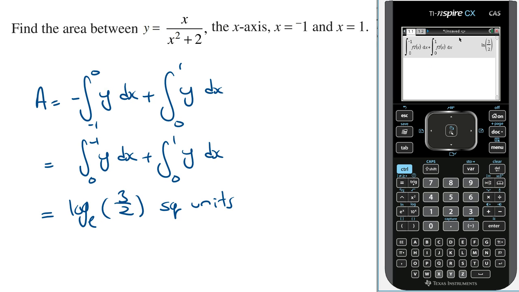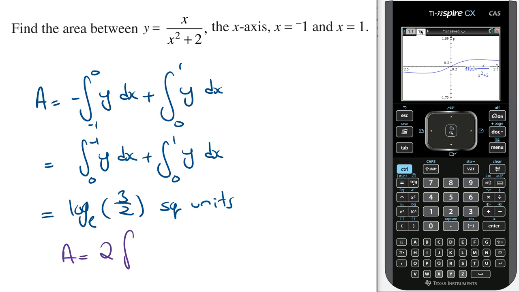And just as a side note, looking at the graph, this function is symmetric, and so we could also write the area required as 2 times the integral from 0 to 1 of the function y dx.